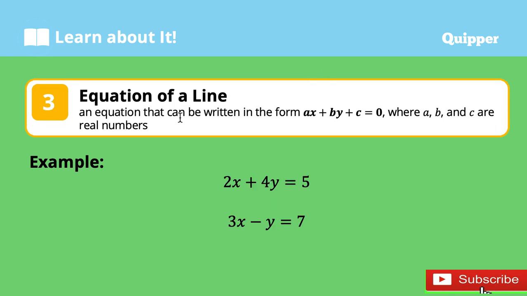Equation of a line. It is an equation that can be written in the form ax + by + c = 0, where a, b, and c are real numbers. For example, the equations 2x + 4y = 5 and 3x - y = 7 are linear equations.